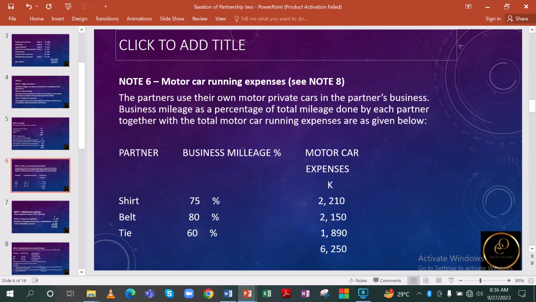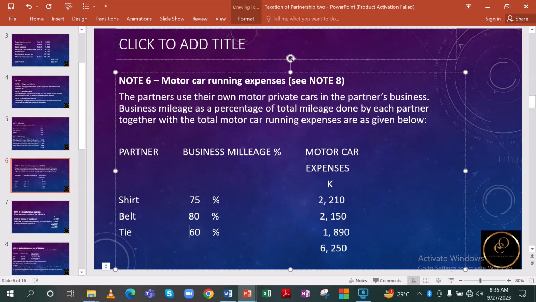So for Shet there is 25% non-business, for Belt there is 20% non-business, and for Ty there is 40% non-business. For expenses to be an allowable deduction, they should be wholly and exclusively for business.